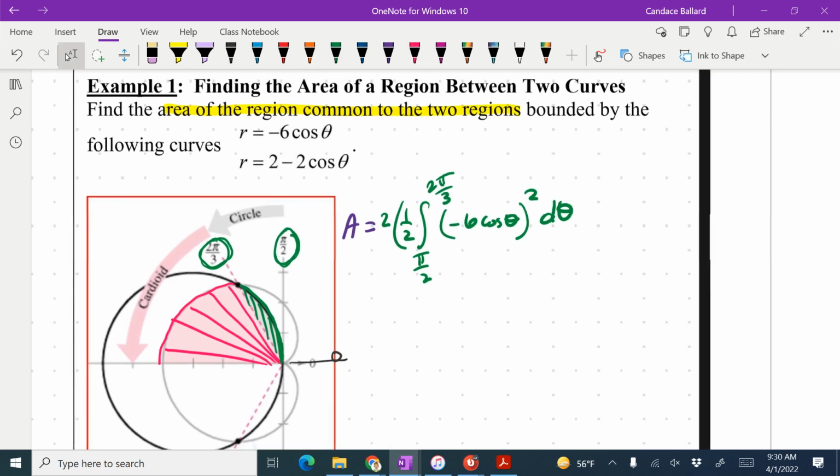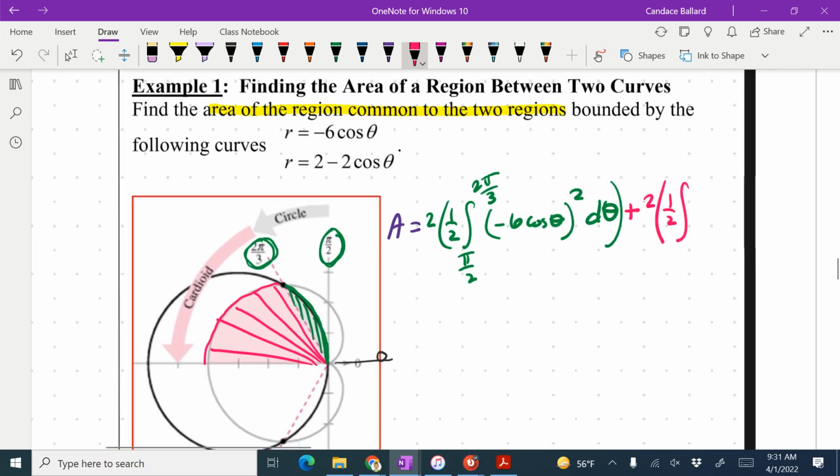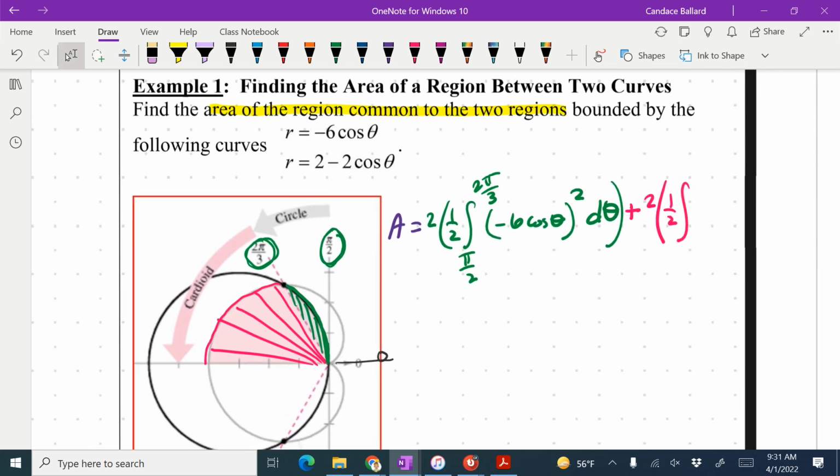All right, let's go plus. All right, and then I should have put this in parentheses there. Okay, I'm still going to double. I still have to do 1/2 the integral. All right, what are the bounds this time? Where's the pink region starting? Where's my first point on the pink region here? Yep, 2 pi over 3.